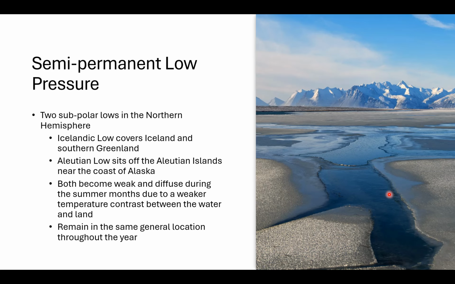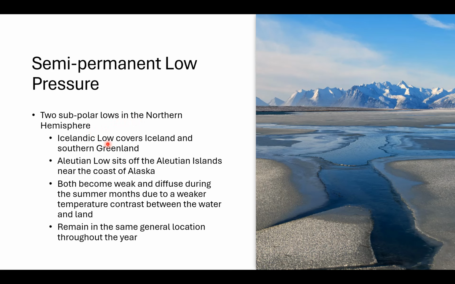Next up is a semi-permanent low pressure, and in this case remember what we talked about with high pressure, the semi-permanent highs. Semi-permanent meaning that it generally remains at the same latitude throughout the year. It might migrate slightly, but it's not going to deviate a whole bunch. And we have two subpolar lows, specifically in the northern hemisphere, that are semi-permanent low pressure systems.